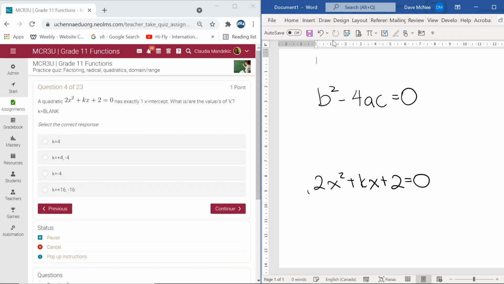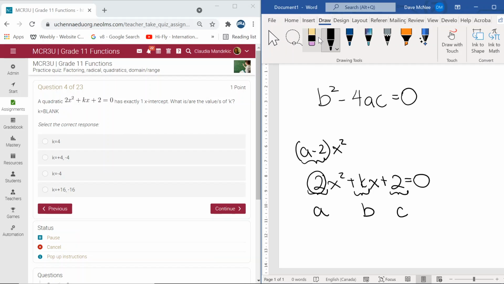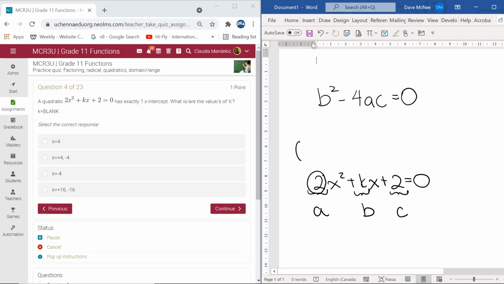So in this particular equation, the 2 is my a, the k is my b, and the 2 is my c. You need to be aware that the number in front of the x squared term is always your a, regardless of what that is. I could have written there a minus 2x squared. Guess what a would have been? a would have been minus 2.